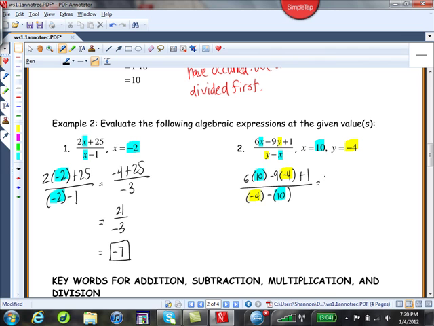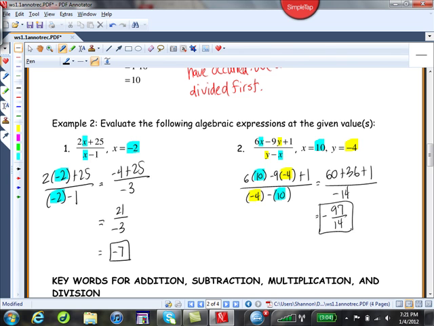So 6 times 10 yields a result of 60. Minus a minus is plus, so we'll get a plus 36 plus 1 all over -14. And this will end up being, bring that negative to the outside, and we'll get 97/14. And that is our end result.